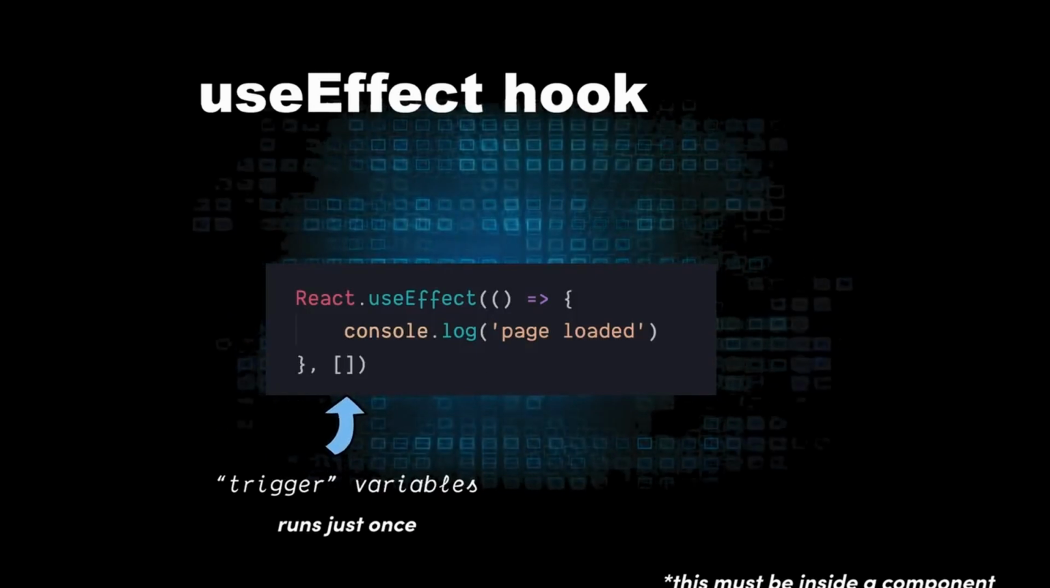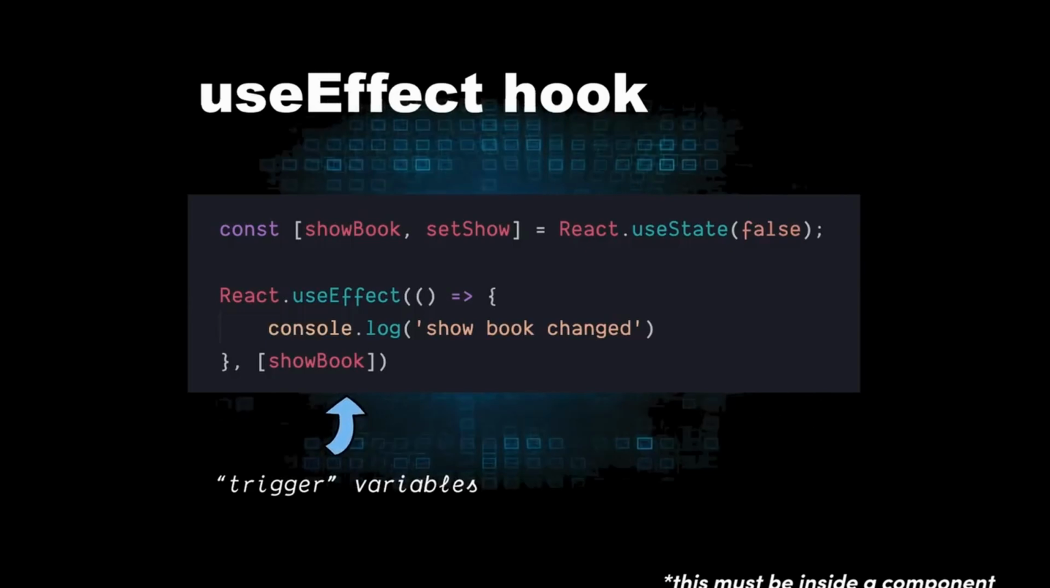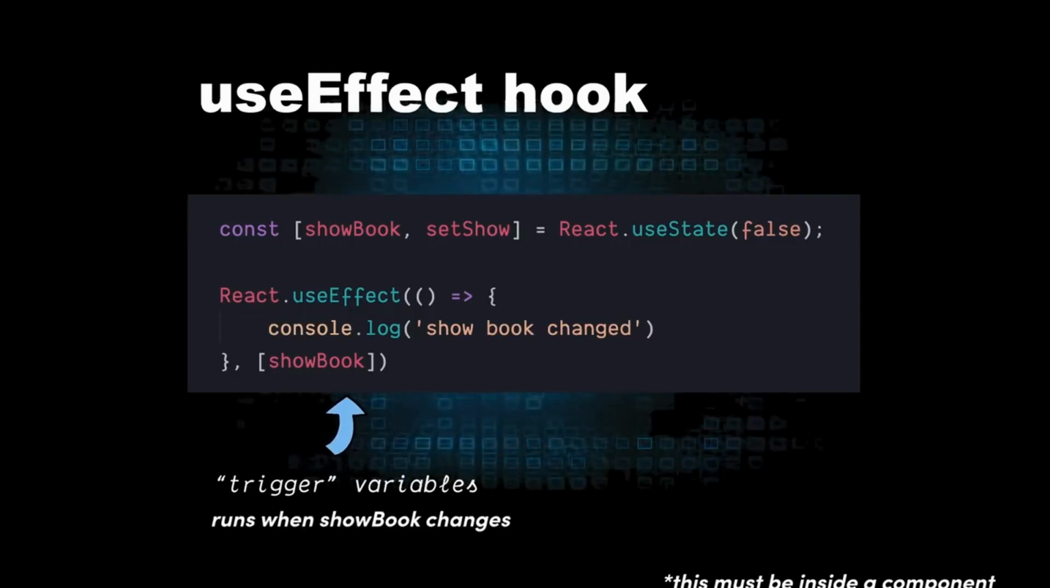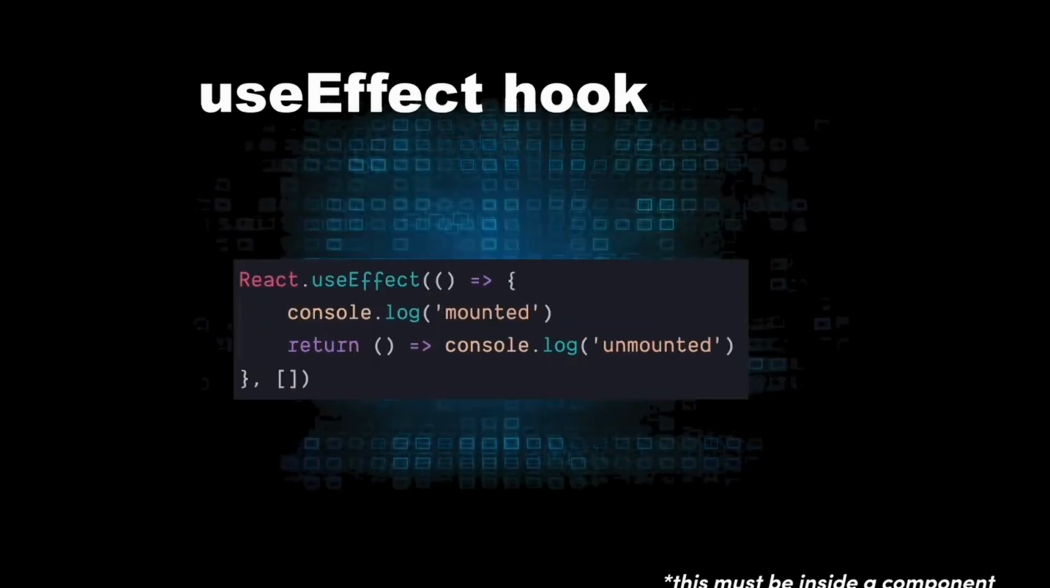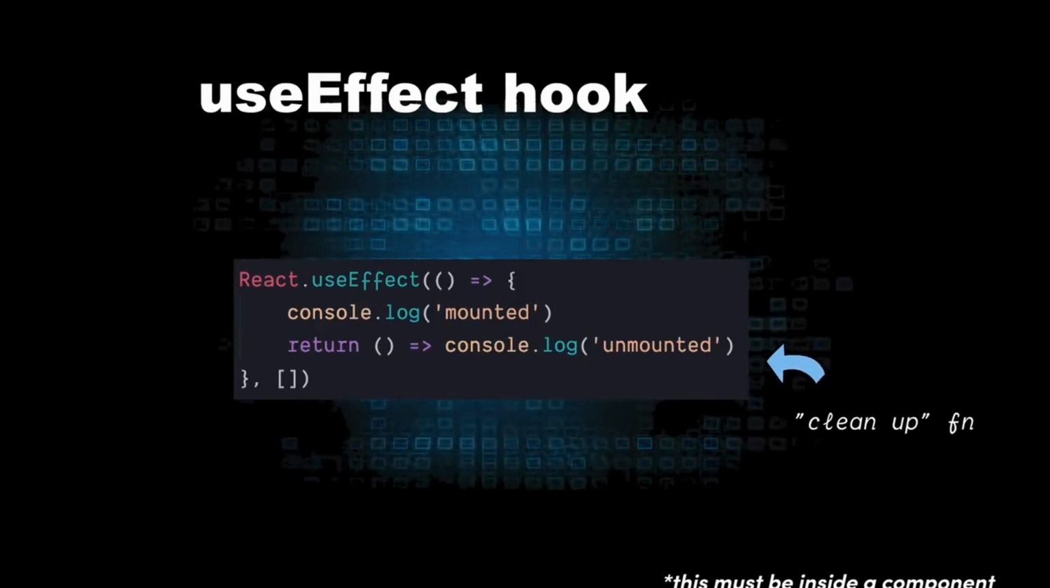The simplest way to think about it is when one of these triggers changes value, then the function will run again. For example, here, if showBook changes to true. Finally, we can return a function inside this function, which will get run when our component unmounts.